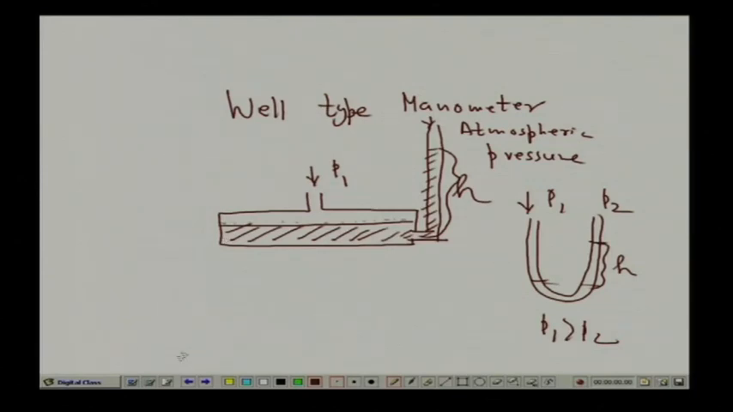Now, we have another manometer which is called the inclined tube manometer, or draft gauge. It looks like this.